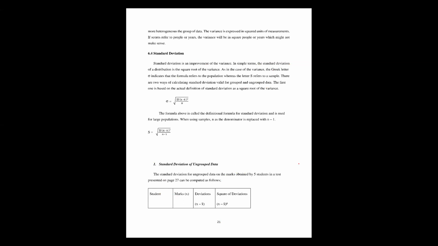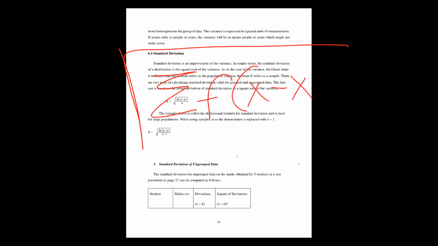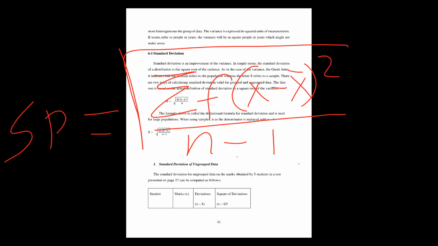About the standard deviation. The standard deviation is basically the square root of the variance. The variance is found by taking the summation of the frequency times (x minus x bar) squared, then dividing by n minus 1, of course, for the sample size. That is how we find the standard deviation, s.